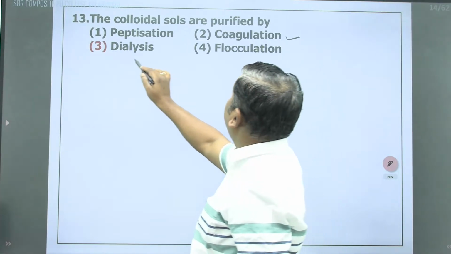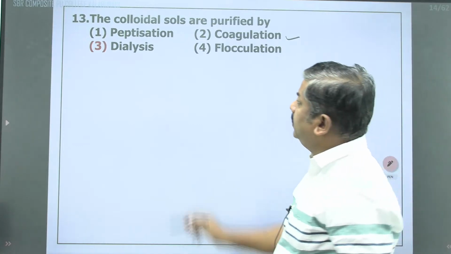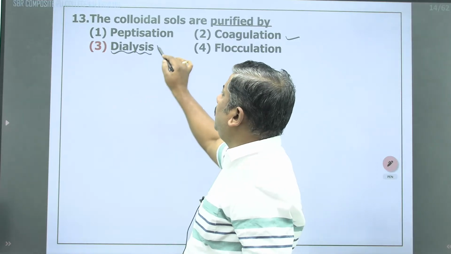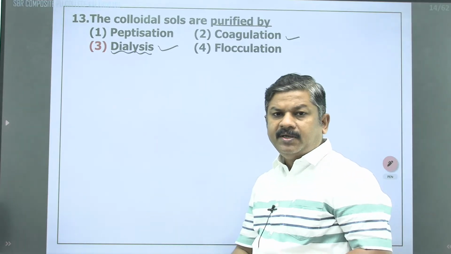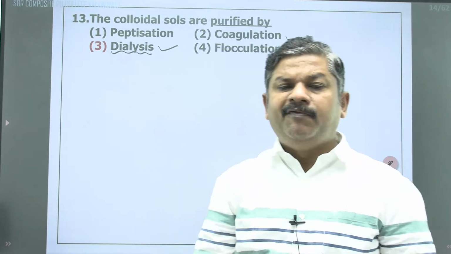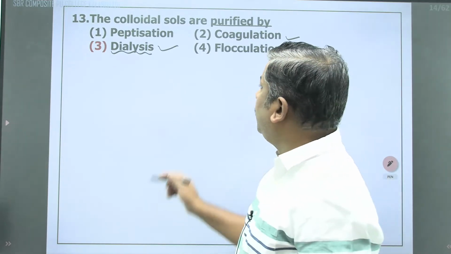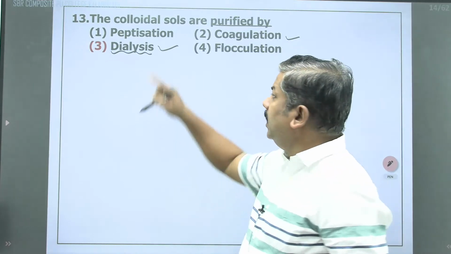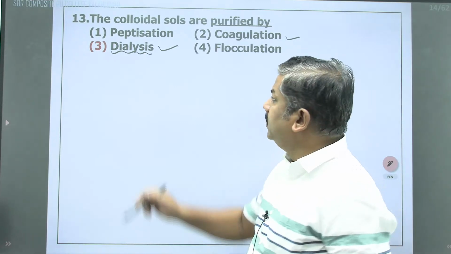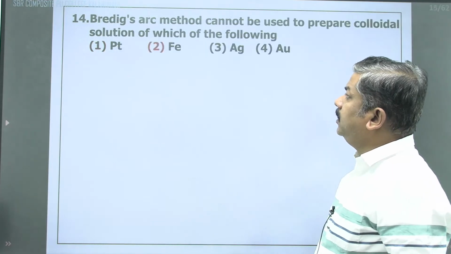Dialysis is a method of purification of colloid, and flocculation is applicable for the coagulation of colloids. They are asking how colloidal solutions are purified. Dialysis is the method applicable for the purification of colloid. What is the definition of dialysis, students? Dialysis is the process of removal of true solution particles from the colloidal sol by using a semi-permeable membrane or parchment paper. In this, we are able to remove the maximum amount of true solution particles from the respective colloid. So dialysis is the correct answer for the purification of colloids.